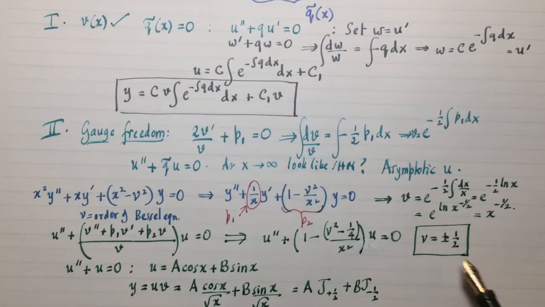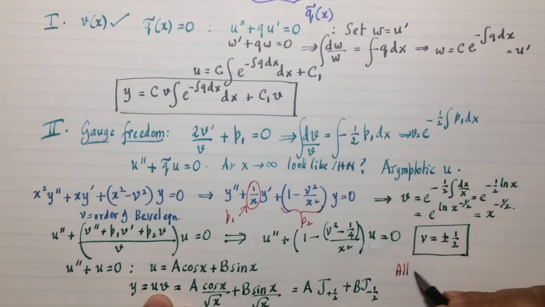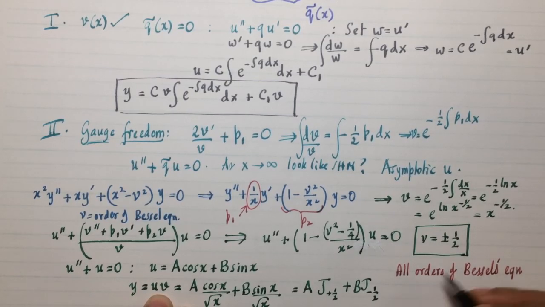Now if nu is not equal to plus or minus half, then you're out of luck. Suppose, for example, nu is 3, then this part will not be 0. But what you do see is that you have a 1 over x squared. As x goes to infinity, that should look like a simple harmonic oscillation. So we are led to conclude that all orders of Bessel's equation have J plus or minus half asymptotes.